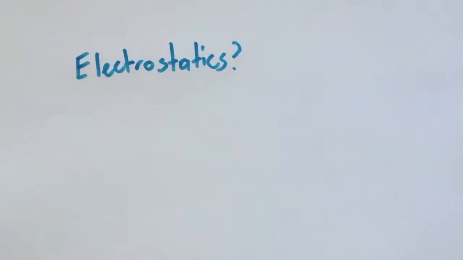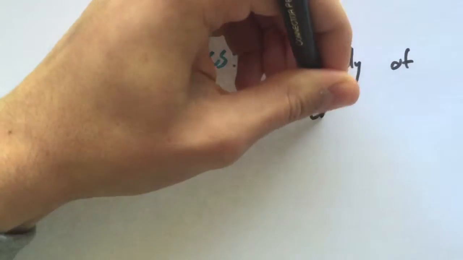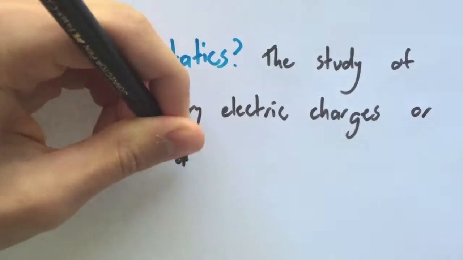First things first, what is electrostatics? Electrostatics is the study of stationary electric charges or fields as opposed to electric currents.